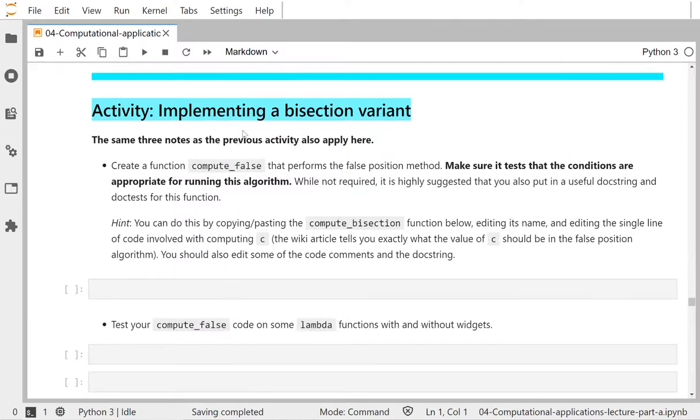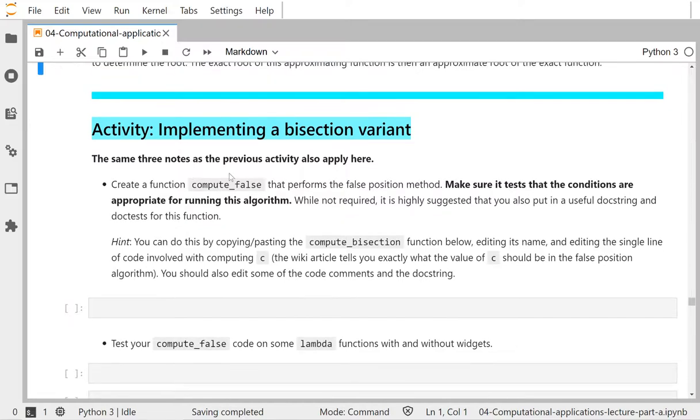So what I want you to do as an activity is implement this bisection variant. The same 3 notes as the previous activity also apply here in terms of creating new code cells if you want to, and testing on some lambda functions, meaning at least 2. You need to create a function, compute_false, that performs the false position method. Make sure it tests that the conditions are appropriate for running this algorithm. While not required, it is also highly suggested that you put in a useful docstring and doctest for this function, as those aren't just good coding practices, but they'll show me that you understand what's going on, and they'll show that to yourself too.